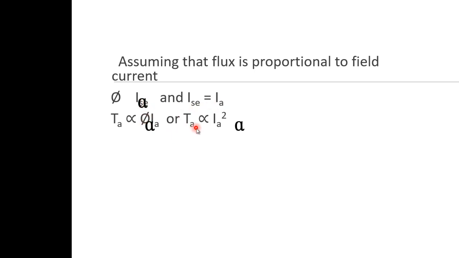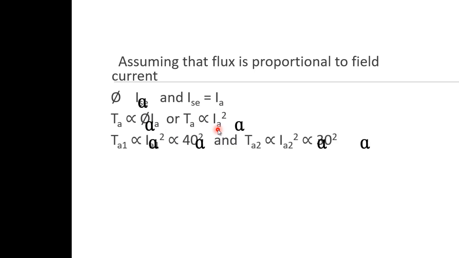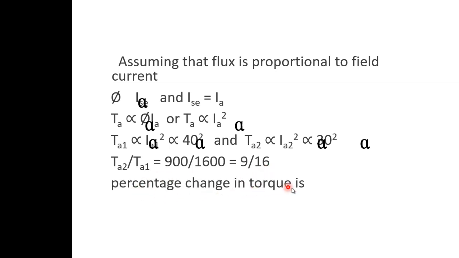Hence, torque is directly proportional to IA square. So TA1 is directly proportional to IA1 square, which is equal to 40 square. And TA2 is directly proportional to IA2 square, which is equal to 30 square. So TA2 by TA1 is equal to 900 by 1600, which is equal to 9 by 16. So percentage change in torque is (TA1 minus TA2) by TA1 into 100.